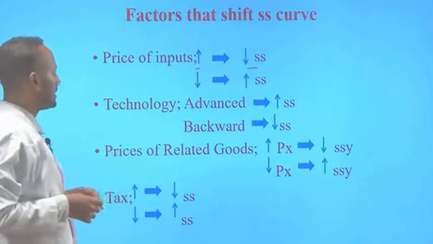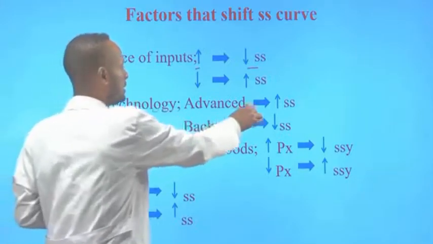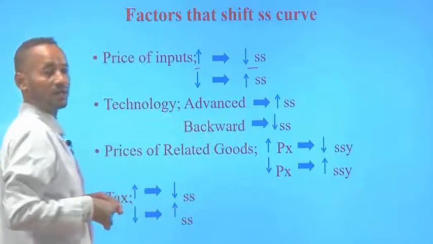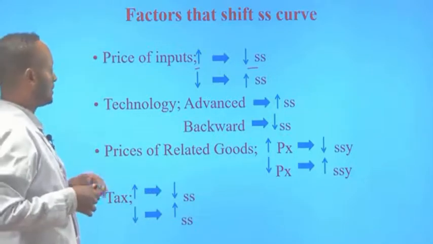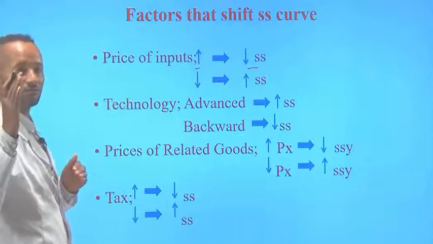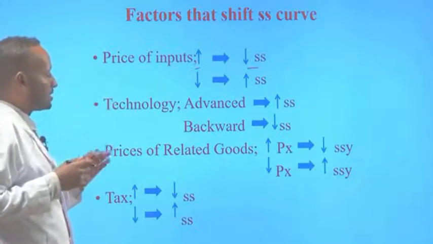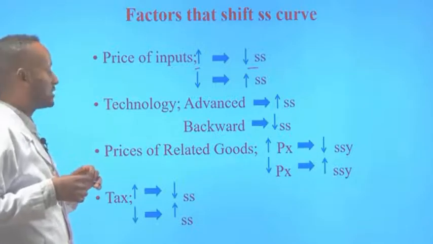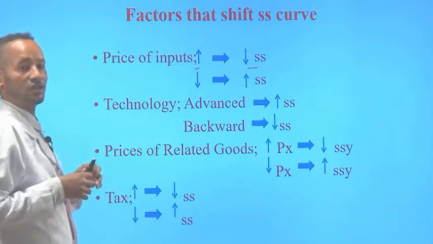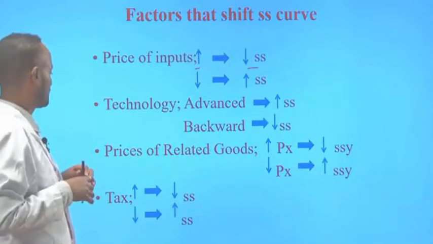Technology is another determinant. If firms employ advanced technology, then the supply of a commodity will increase, and an increase in supply of a commodity shifts the supply curve to the right. But if firms employ backward technology, the supply of a commodity will decline, and a decline in supply of a commodity shifts the supply curve to the left.